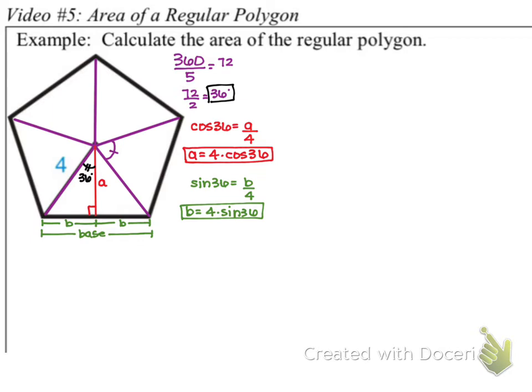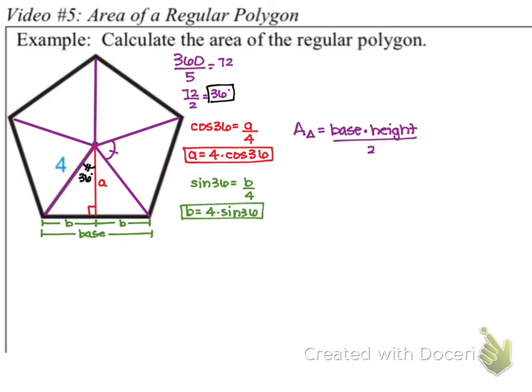Now to find the area of my purple triangle here, and this is going to be the area of just one of the triangles, this is going to be the base times the height divided by 2.